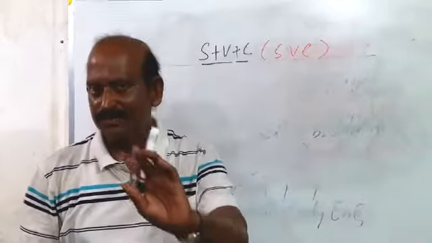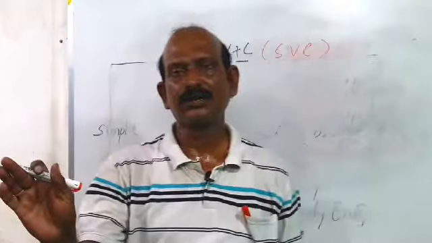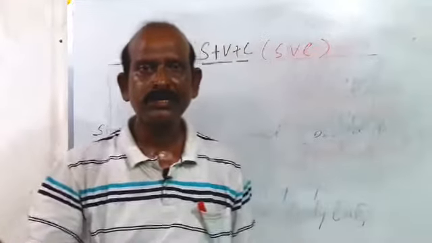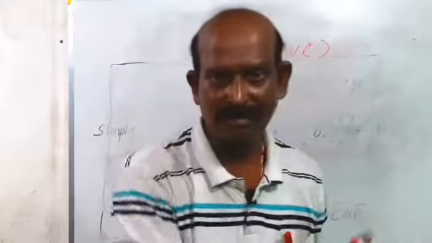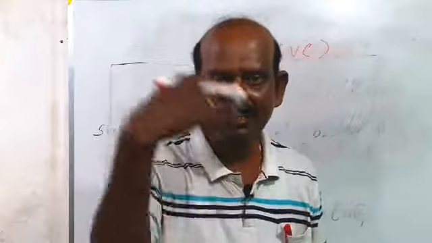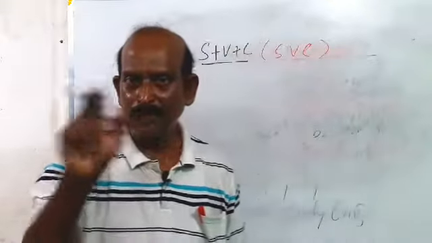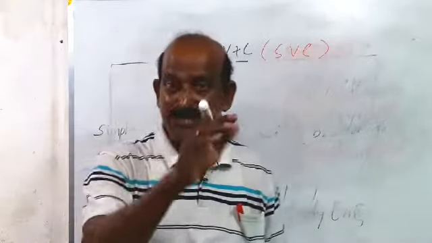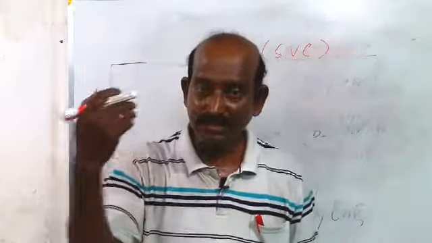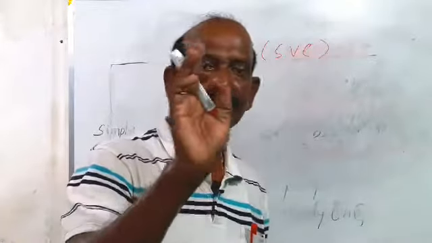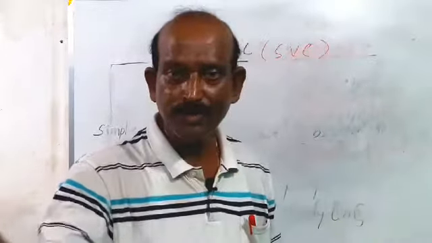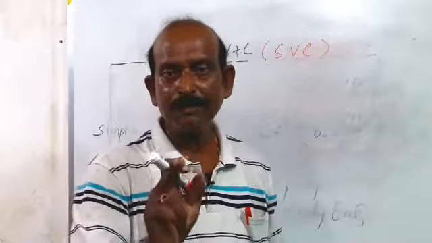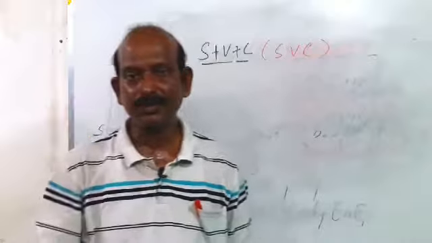Complement is that part of the sentence which completes the meaning of the sentence. That means when the complement is removed, the sentence itself cannot stand. Follow? An object can be removed, and when the object is removed the sentence can still stand. But when the complement is removed, it cannot stand. So the complement is the word which completes the meaning of the sentence.